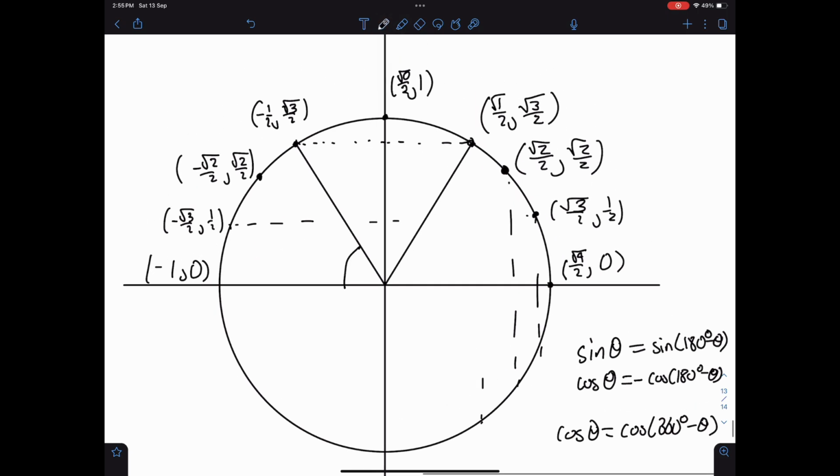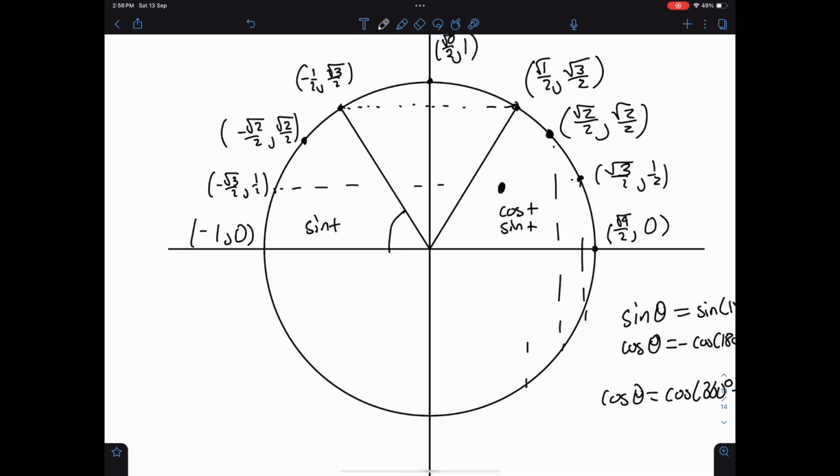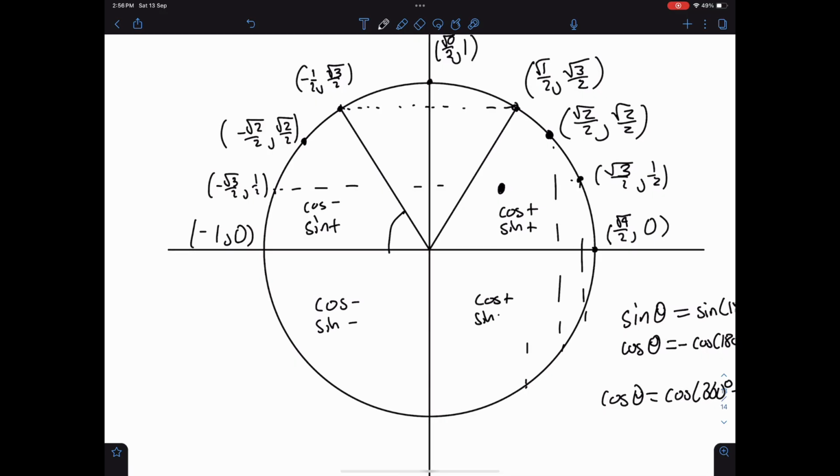If we continued all this, we'd notice that up here, both cosine and sine are positive. I'll write cos plus, sine plus to say it's positive. Over here, only the sine is positive, but then cosine is negative. And down here, both cosine is negative and sine is negative. And over here, cosine is positive and sine is negative.